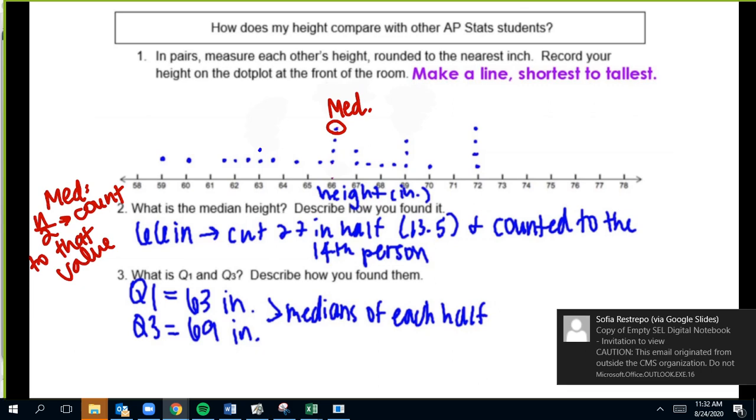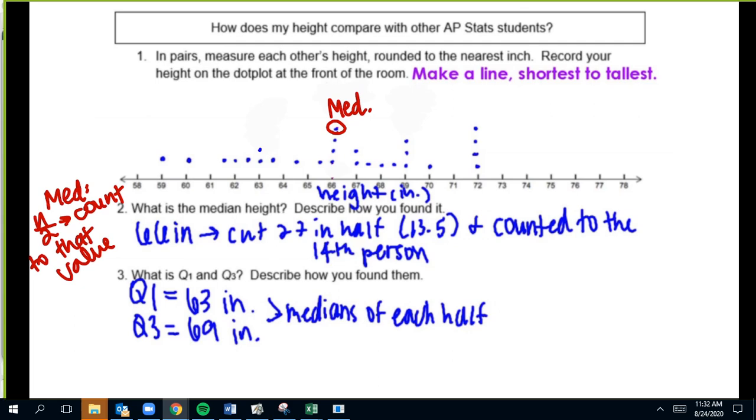Next, what is the Q1 and Q3? Describe how you found them. Those are the medians of each half. So I'll just put a little line, this separates the data into 2 halves. The 13 values before the median are the first half, and then the 13 values after the median are the second half for this particular data set.